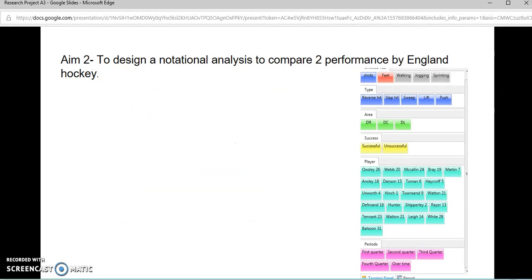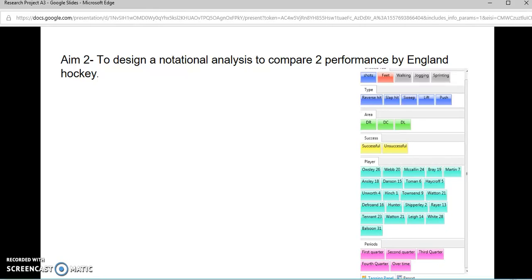My second aim was to design a way to be able to analyse the 2 performances, therefore using a software called Dartfish. And the picture here on my slide shows the buttons and keys I made to be able to code the 2 games.